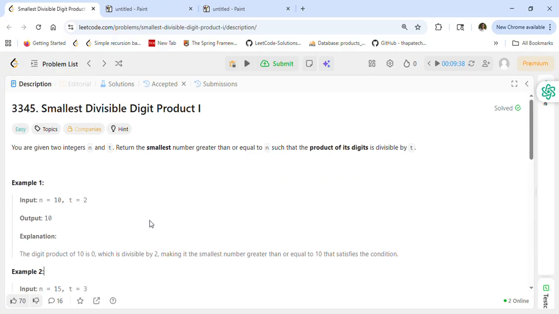The other example they have is 10. The 10 is 1 and 0. Its product is 0. Is 0 divisible by 2? Yes, it's divisible by 2. So 10 is the answer.